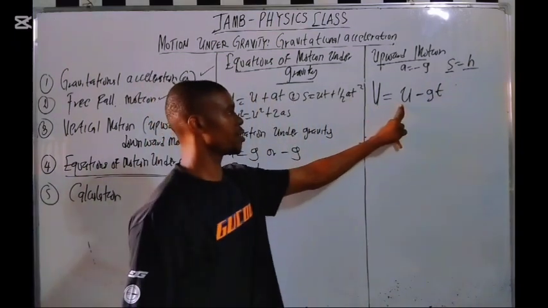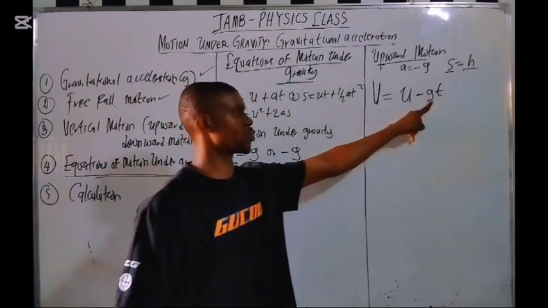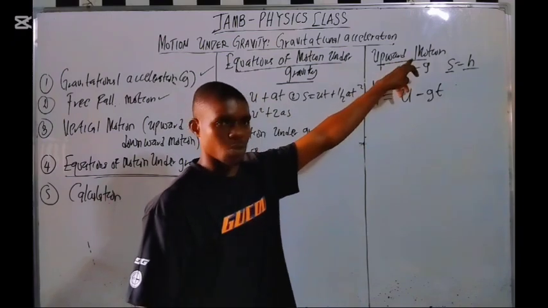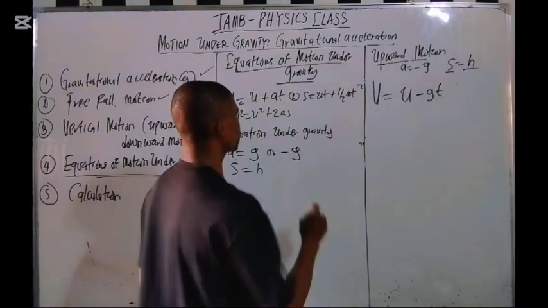V equals U minus GT, for upward motion. The next one is what?